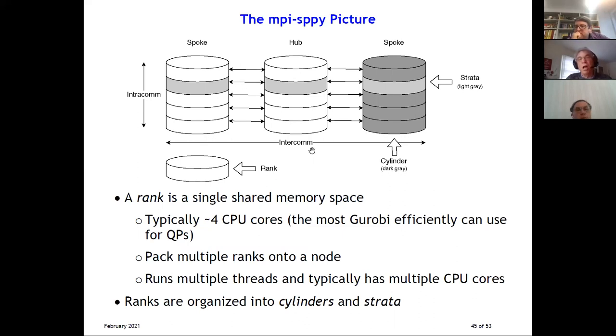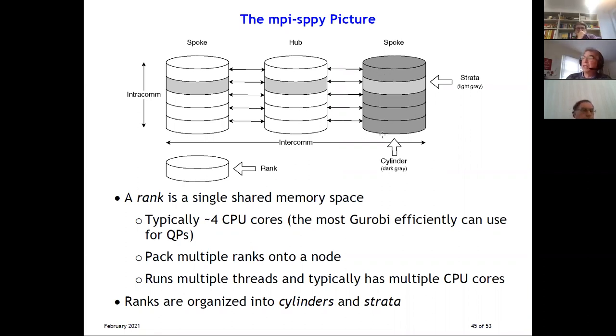But the idea is this hub process. A rank is a single shared memory space, which in this implementation we're using is typically four CPU cores, which is what Gurobi can use efficiently. And you pack maybe, say, in our case, eight of them onto a node, okay? Each of them is responsible for some fixed set of scenarios, okay? And the idea is this hub, this group of ranks here, is responsible for running progressive hedging or APH, okay?